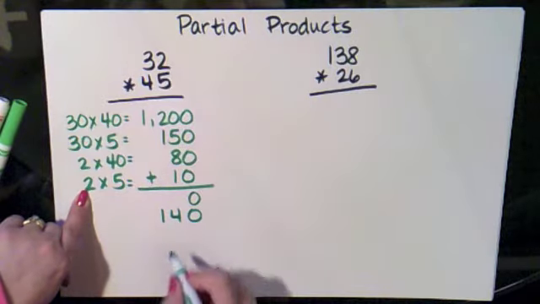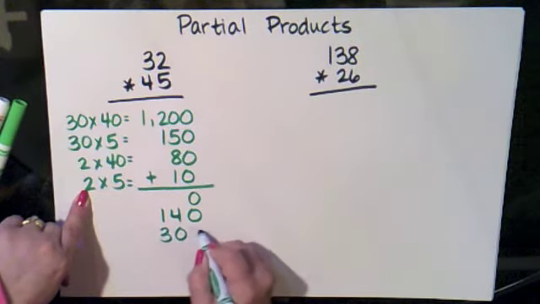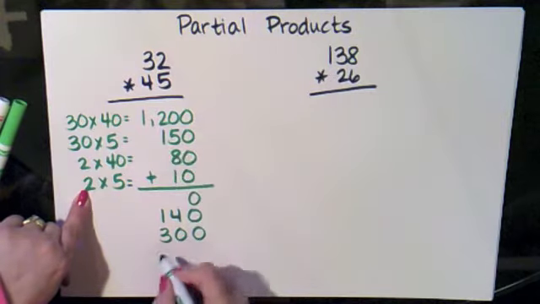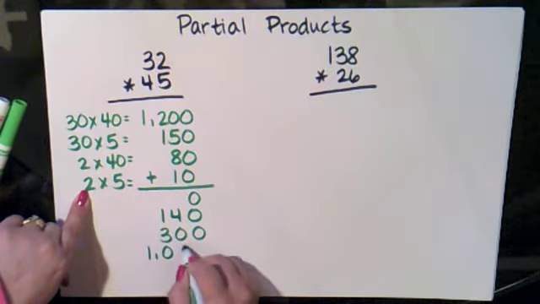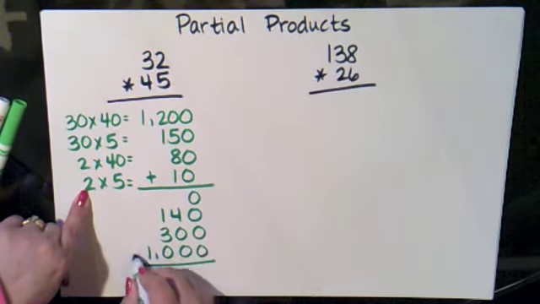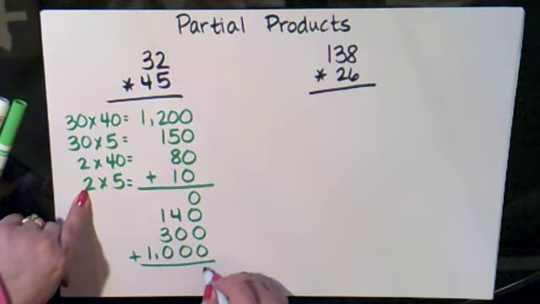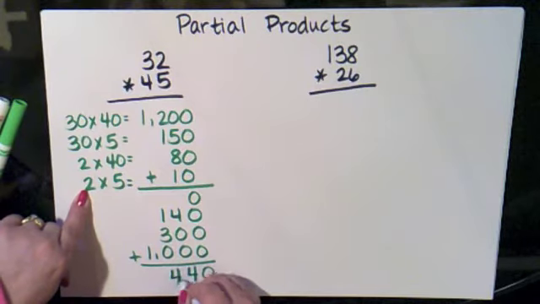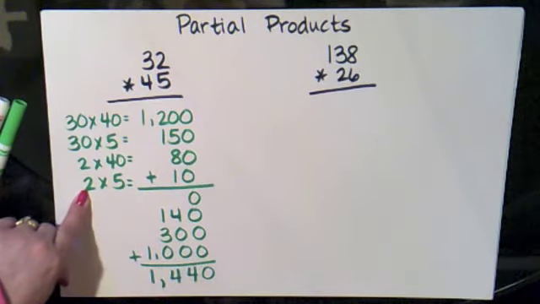200s and 100 is 300. And 1,000 plus 0 is 1,000. And adding these together, 0 ones, 4 tens, 4 hundreds, 1,000. So my total is 1,440.